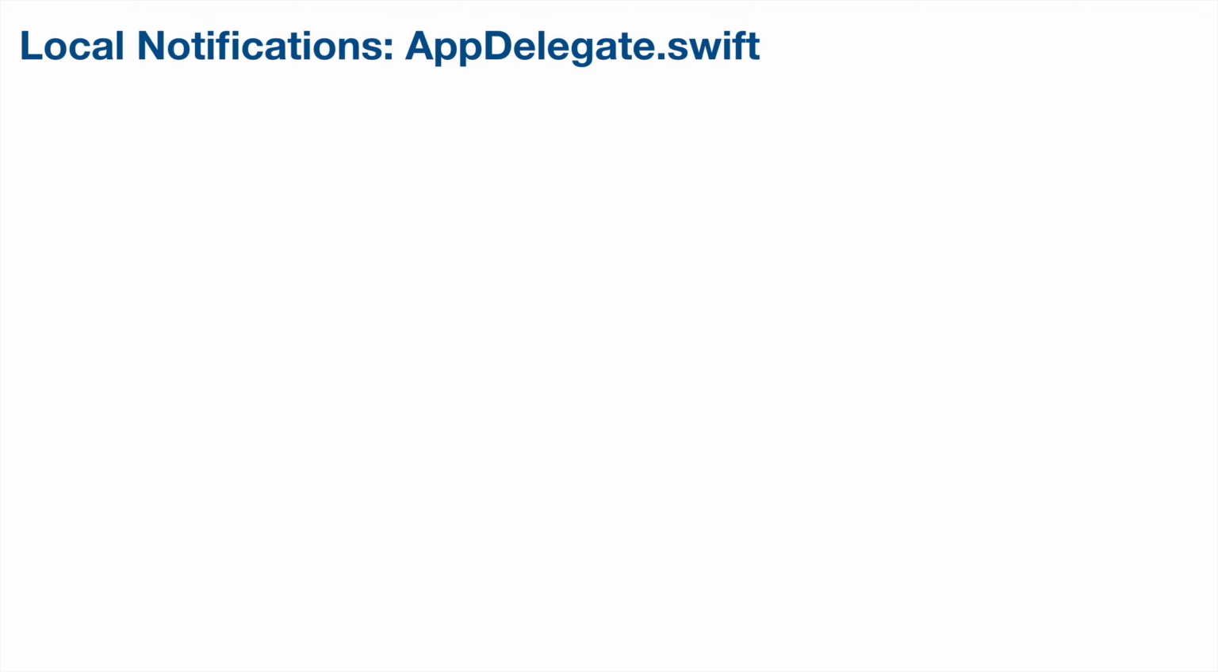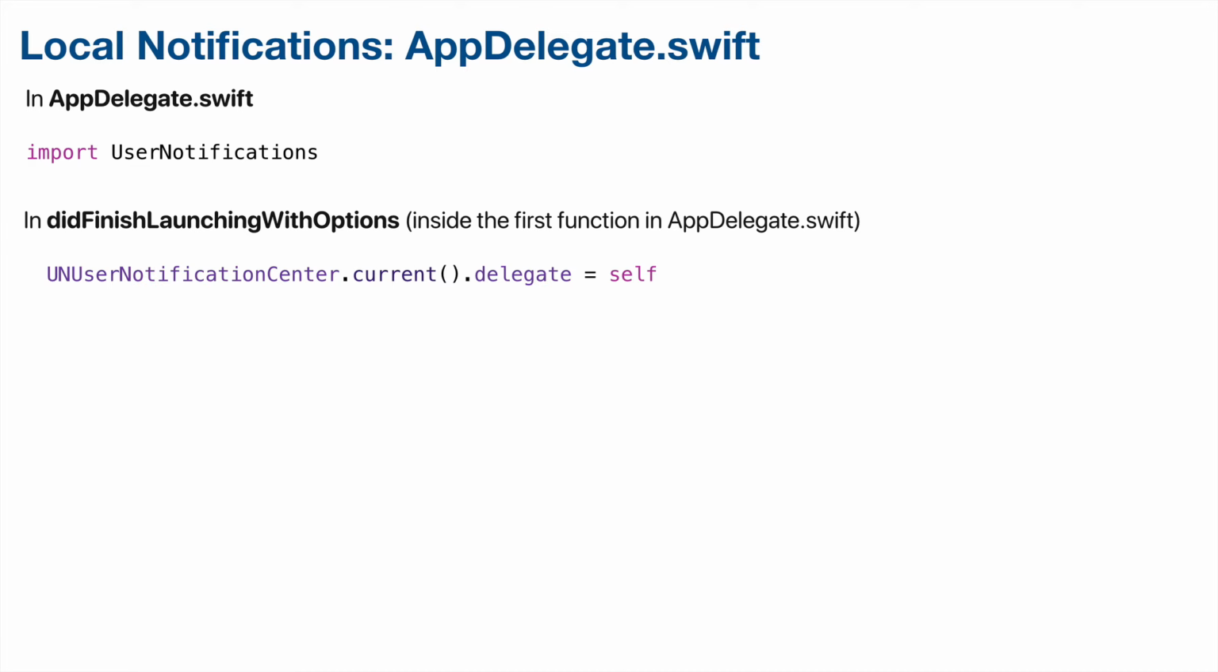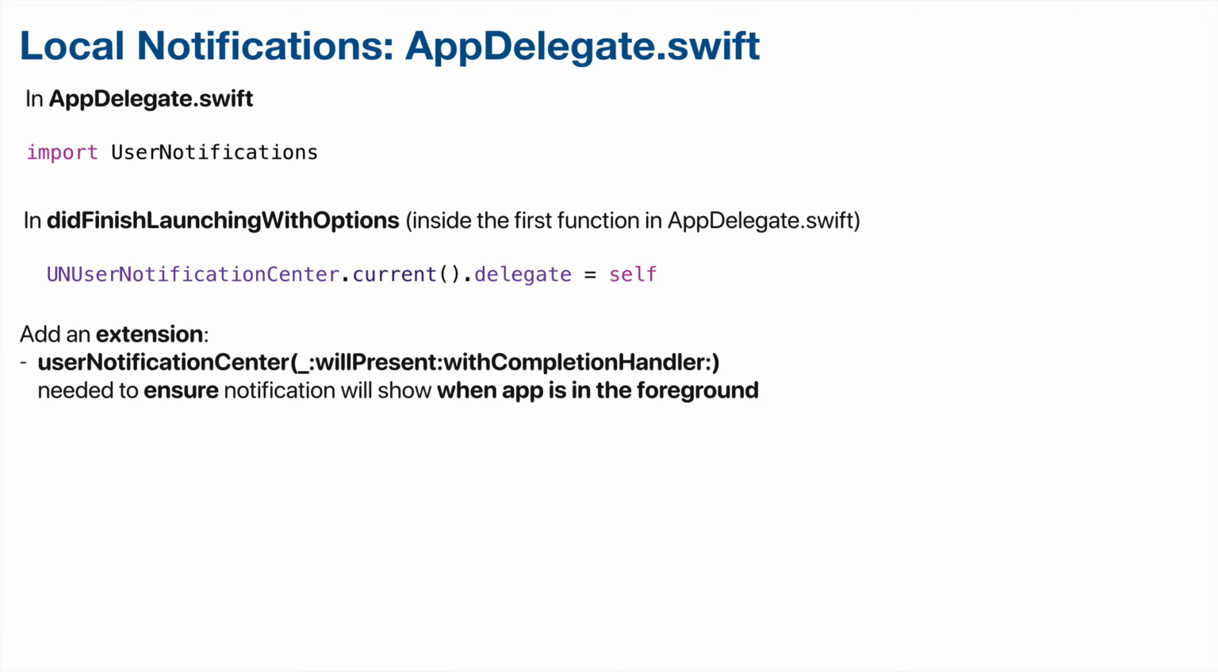So we're going to go into the rarely used AppDelegate.swift file. We're going to import the user notifications framework. We'll set a delegate in the first function, didFinishLaunchingWithOptions, and that'll allow the notification center to send messages that trigger functions in our app. And then finally, this is an easy one to forget.